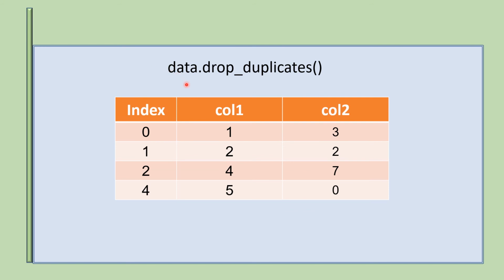So in the previous instance, we looked at which rows have duplicate values. And this syntax, that is data is the name of the data frame, dot drop underscore duplicates parentheses, we use to get rid of those rows. So here we have the final data frame and we can see row number 1, that is 1 and 3, and second, that is 2 and 2. These two rows are intact and it will come as our final data frame.